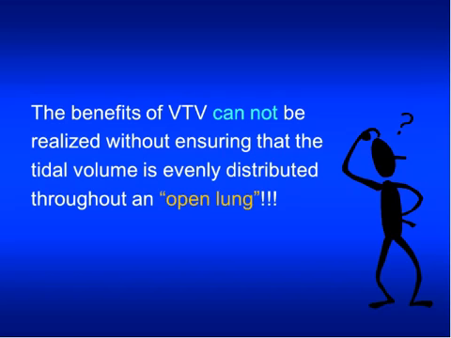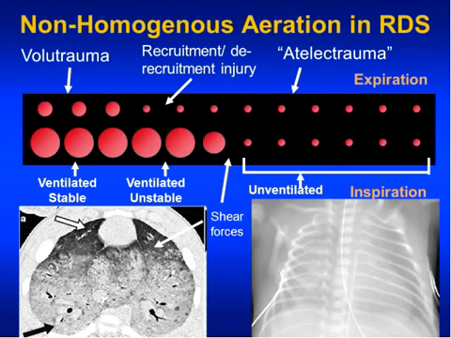But before we move to specifically how to implement volume-targeted ventilation, let me quickly talk about some of the benefits, or some of the importance, of distributing that tidal volume evenly into an open lung. And just exactly what do I mean by that? Well, here is a cartoon and a couple of images. So in the lower right-hand corner, you have a typical chest X-ray of a baby with bad RDS. And we think of it as homogeneous disease.